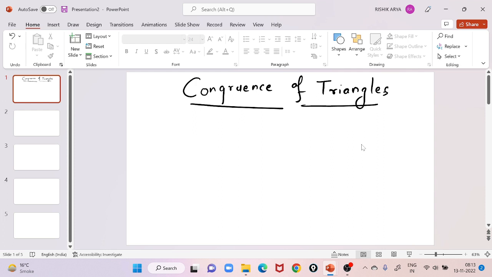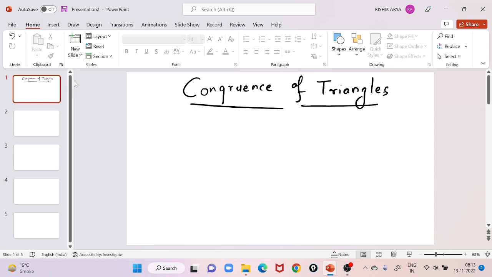So in this case we'll discuss the congruency of triangles, meaning what are the 5 criteria on which two triangles are congruent to one another. Because every time it is not possible for us to cut the triangle and see by overlapping each other that yes, they are congruent. So there are certain criteria in mathematics by which you can decide whether they are congruent or not.